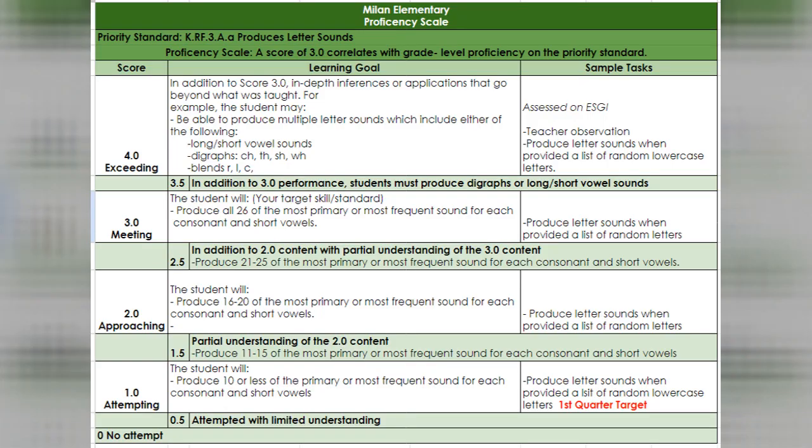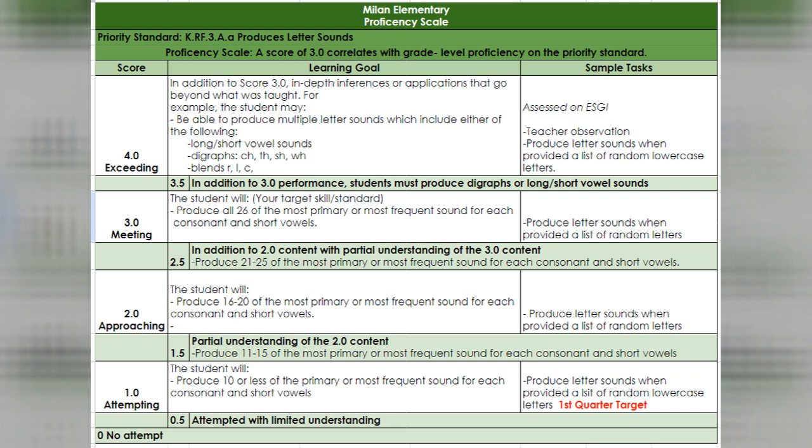And then as you move up the scale, a level 2 is approaching the goal, producing 16 of 20 of those primary most frequent sounds for each of the consonants or short vowels. And then here, if you look at the meeting, they are able to produce all 26 of the most primary or most frequent sounds for each consonant and short vowels. Once they have all 26 of those, they have met that goal for that standard or that skill.